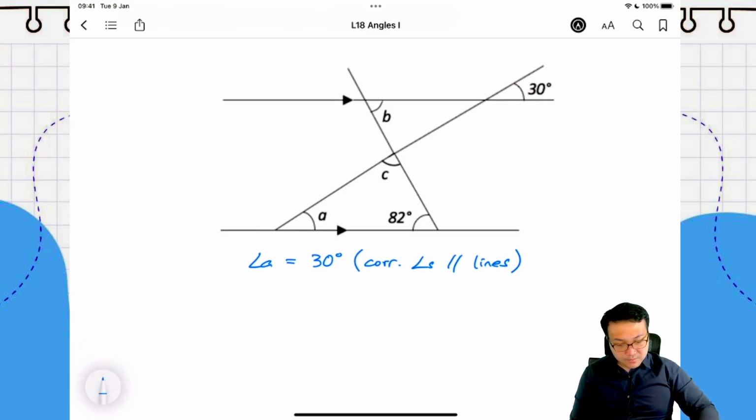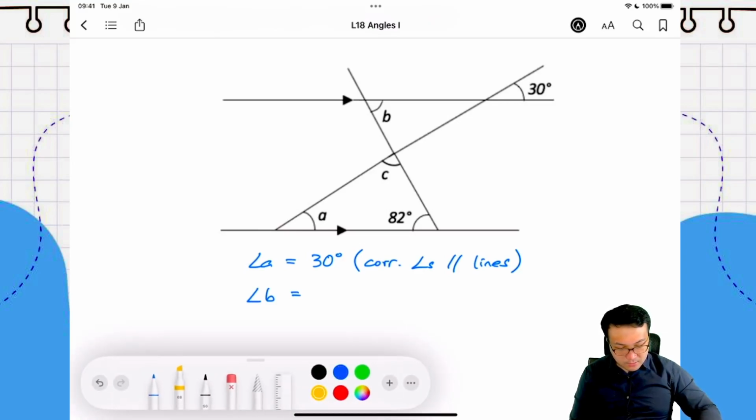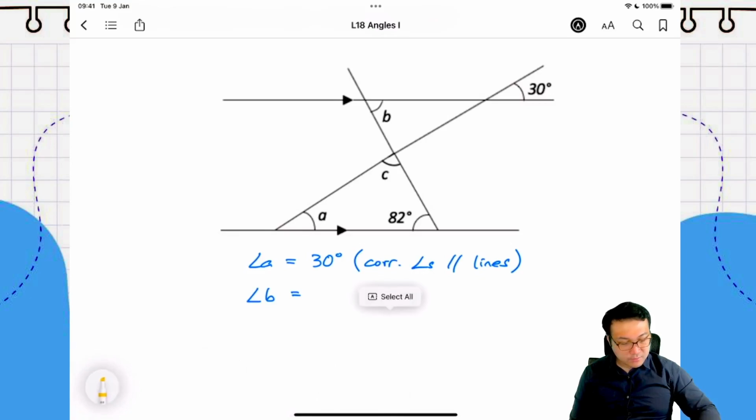What about angle B? For angle B, right? Students, can you type what is angle B? Type in the chat what is angle B, and this time round, can you tell me what rule? What is the rule that you are using to find angle B? I want you to give me the answer, and I want you to tell me what rule did you use as well.